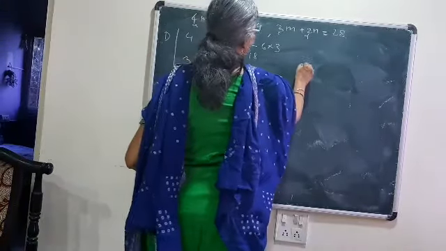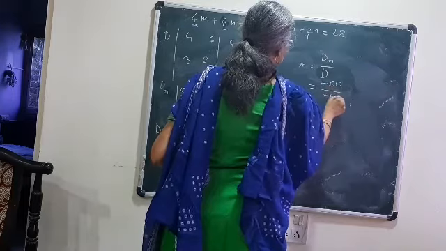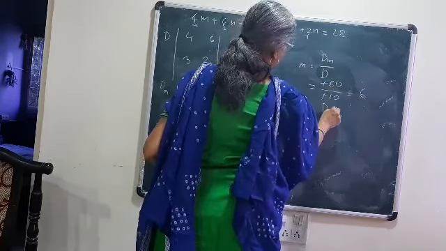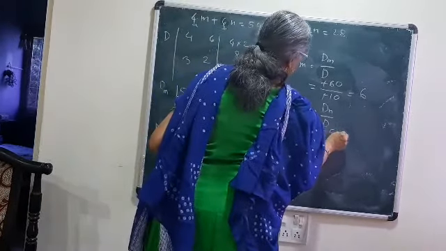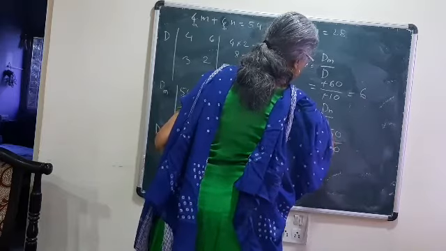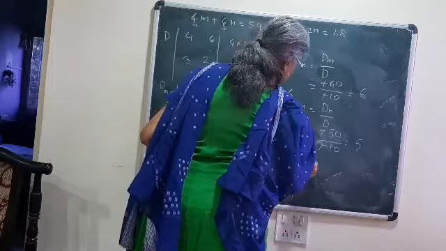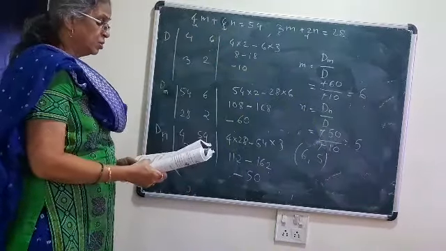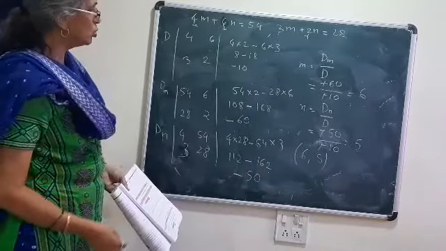So m is equal to dm upon d. So how much is dm? We have minus 60 upon minus 10. So it will give you 6. And n will be dn upon d. That will give you minus 50 upon minus 10. So that will give you plus 5. So answer or the solution set is 6 and 5. For sum number 5, solve by simultaneous equation by Cramer's rule.